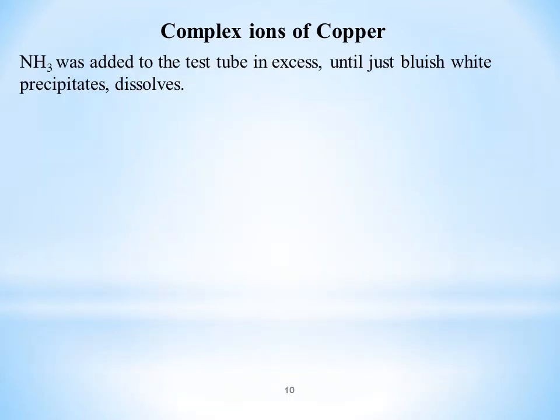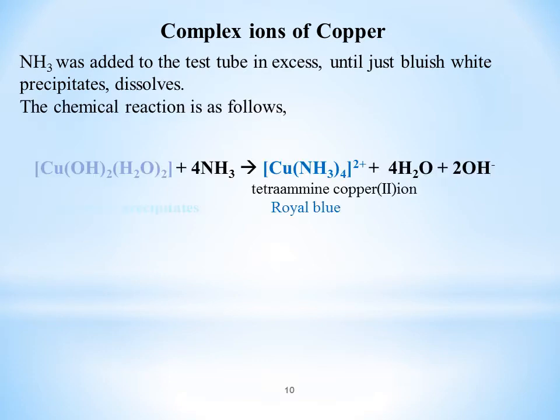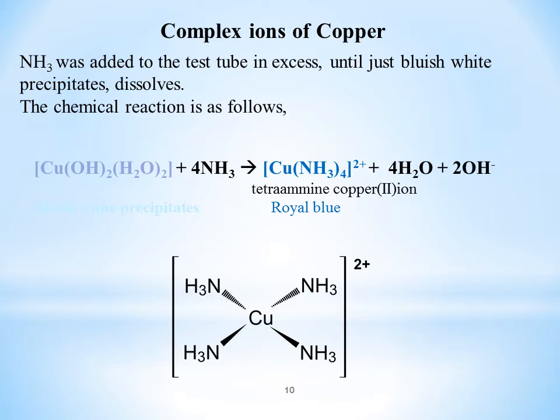When ammonia was added to the test tube in excess, the bluish white precipitate dissolved, forming the tetraamine copper(II) ion complex, which gives the royal blue color to the solution. This royal blue colored complex is square planar in structure, as you can see from the structure of this complex as well.